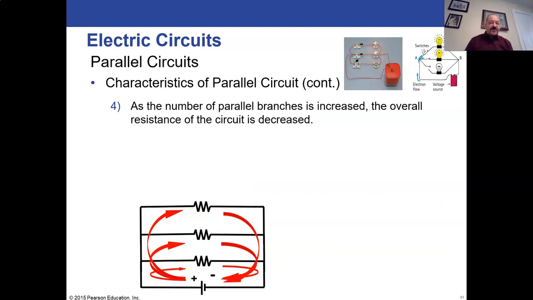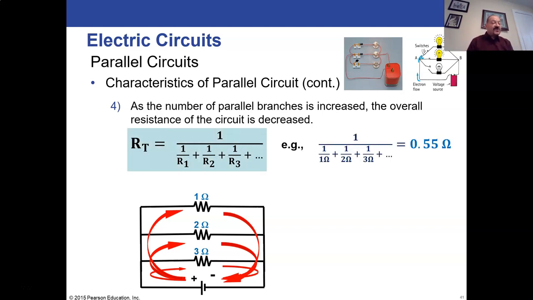So another characteristic of parallel: as the number of parallel branches is increased, the overall resistance, the total resistance, as if it was one resistor, is decreased. And this may seem a little weird. So if I had 3 different resistors, so each pathway has a different resistance, 1 ohm, 2 ohm, 3 ohm.